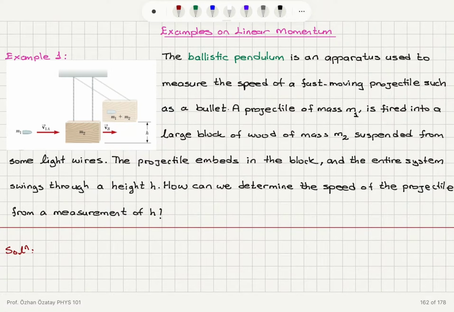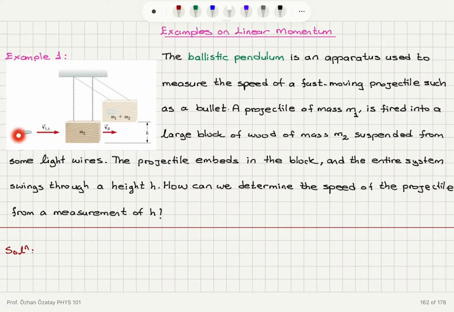Now, first thing I want you to notice is that this bullet getting embedded inside this block is decelerating inside the block to stop with respect to this block. Therefore, we have deceleration and there is a friction that is responsible for this. So this cannot be a process that conserves the mechanical energy of the system.